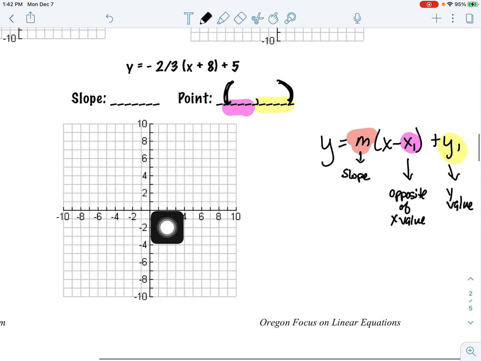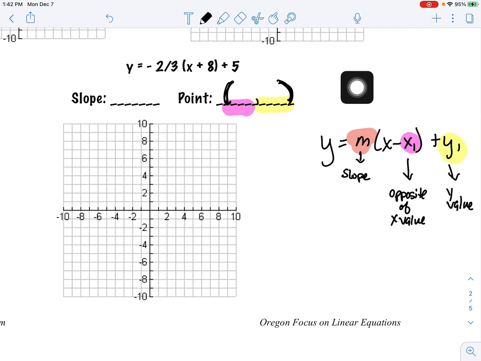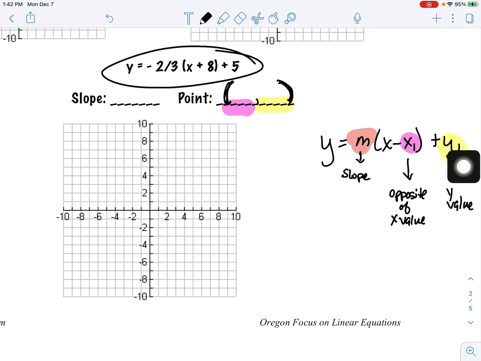So point-slope follows this formula: y minus y1 equals m times (x minus x1). So you look at your equation and you find the number that's being multiplied by x, and that is negative 2/3. It's being multiplied with those parentheses. So negative 2/3 is my slope because it's attached to x.